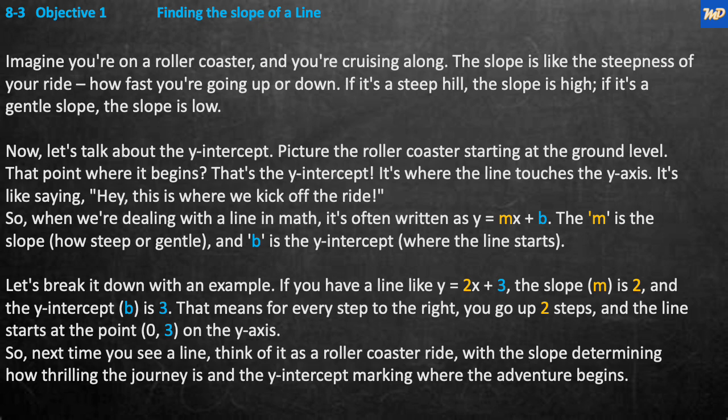Objective 1, finding the slope of a line. So let's come up with a mind picture that'll help us remember the concepts we're going to talk about here. I'll come up with a little story to go along with it. Imagine you're on a roller coaster and you're cruising along. The slope is like the steepness of the ride, how fast you're going up and how fast you're going down. If it's a steep hill, the slope is high, and if it's a gentle slope, the slope is low.